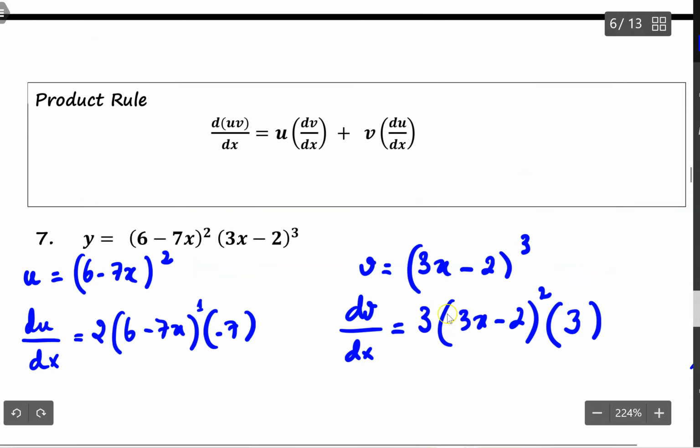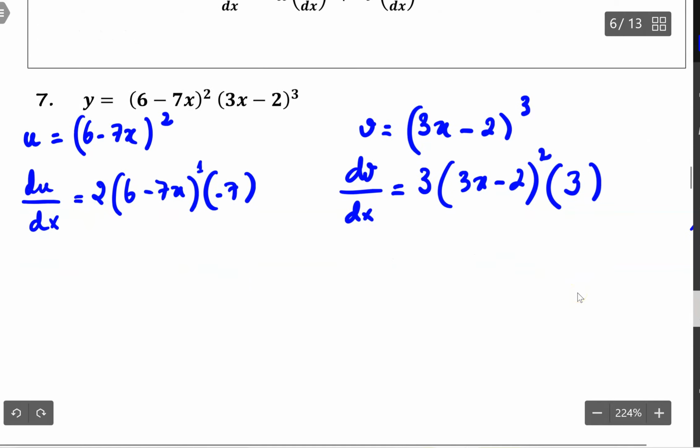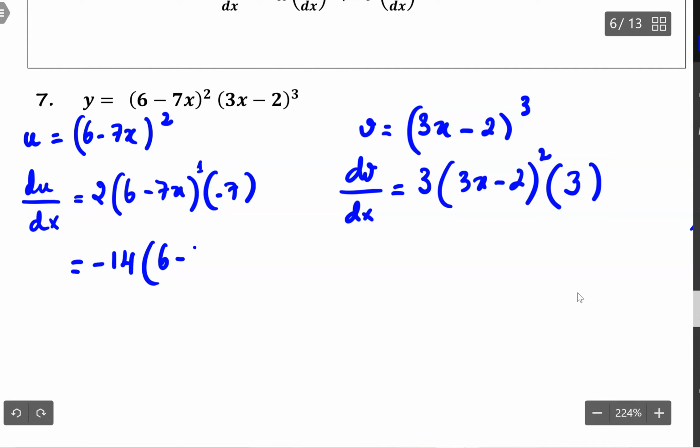All right. I would like everyone to take a look at your coefficients here. Here you have the 2, here you have the negative 7, for du over dx. For dv over dx, you have 3 and 3. Among 2, negative 7, 3 and 3, you don't see any common factor here. So the next step is you can multiply them together. I will write negative 14 times 6 minus 7x, and this one I will write as 9 times 3x minus 2, all of it to the exponent 2.